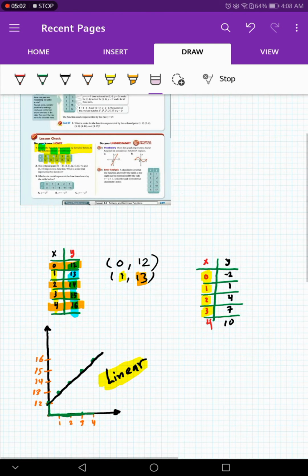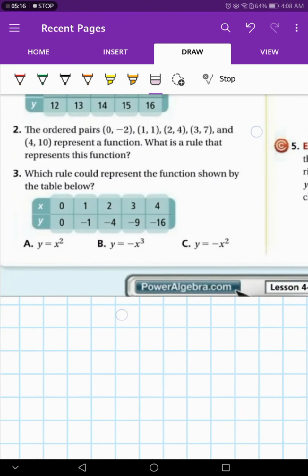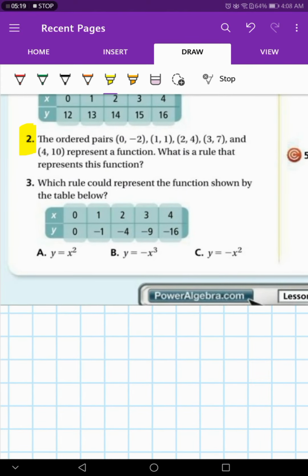Now let us move to question number 2, my dear student. I will read it for you. We are here. The ordered pairs (0, -2), (1, 1), (2, 4), (3, 7), (4, 10) represent a function. What is the rule that represents this function? Let us represent this by a table.